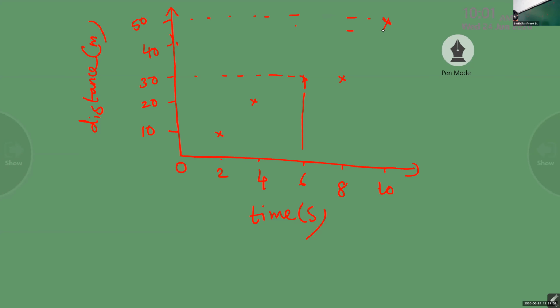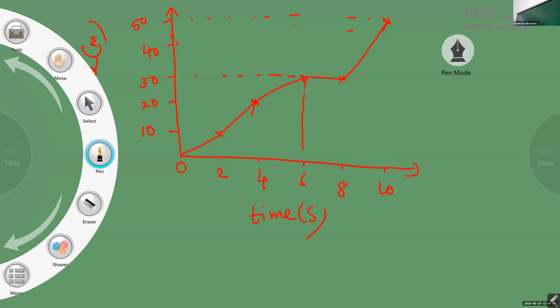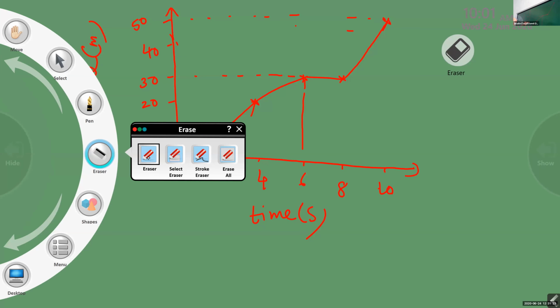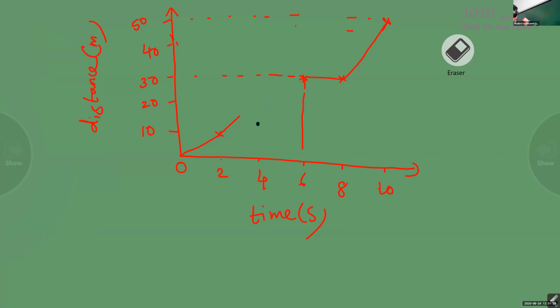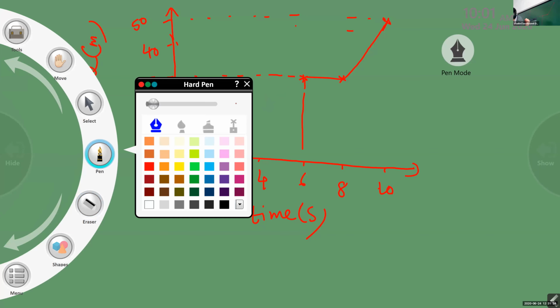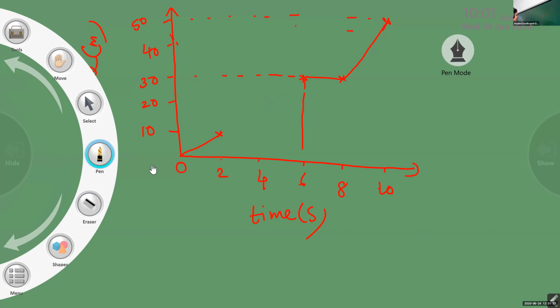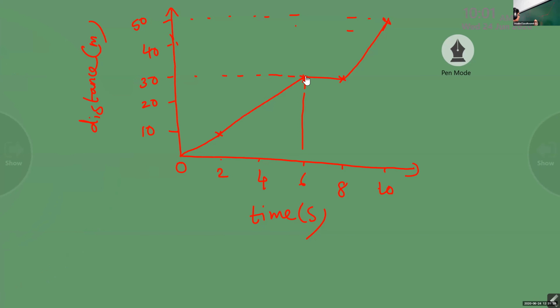Then we join all the points. 1, 2, 3, 4, 5. So this is a straight line. It's a straight line, but when I draw, it is not becoming straight. So you should draw a straight line, okay?